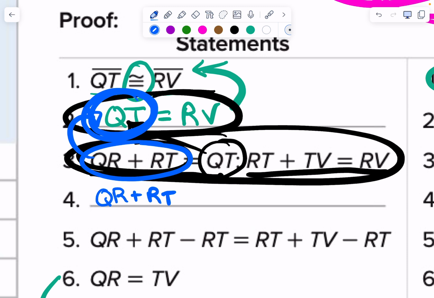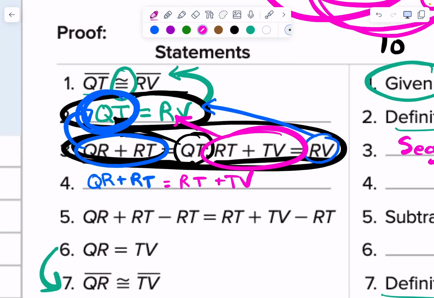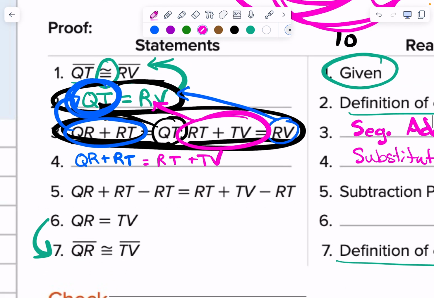Okay, in the same way, RV shows up there. So can I take this piece and shove it in there? Yeah. Okay, so equals RT plus TV. What's that called? What did I just do? Substitution. Okay? I'm substituting those things in there, all right?